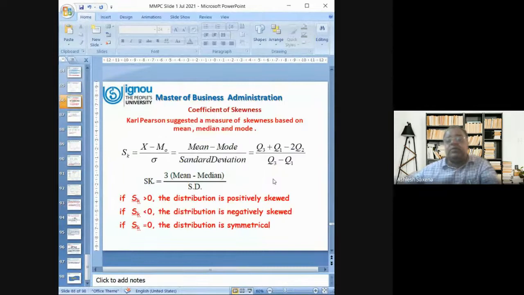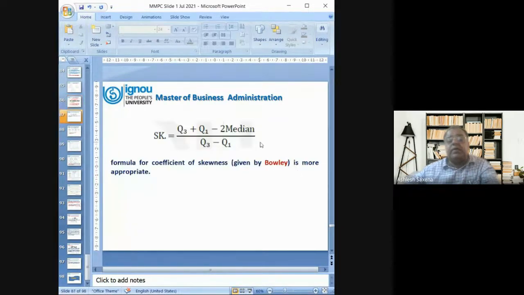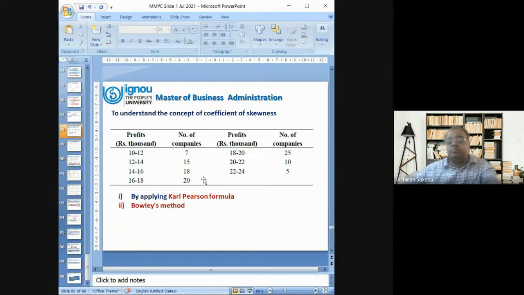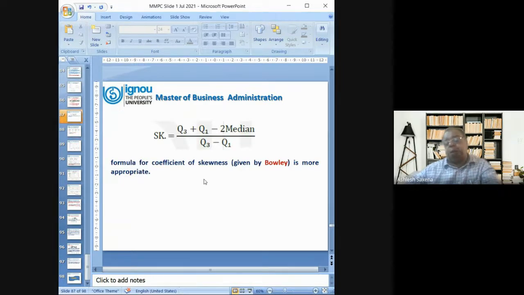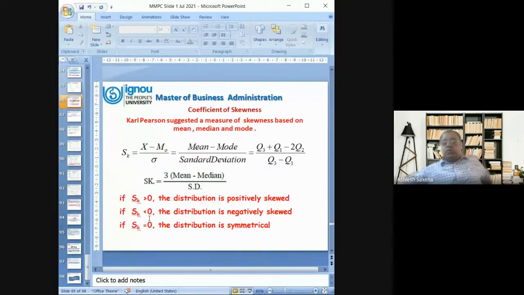This is similar to this formula. What I said, Q3 plus Q1 minus 2 median upon Q3 minus Q1. This is Bowley's formula. This is Karl Pearson, and this is Bowley's formula.